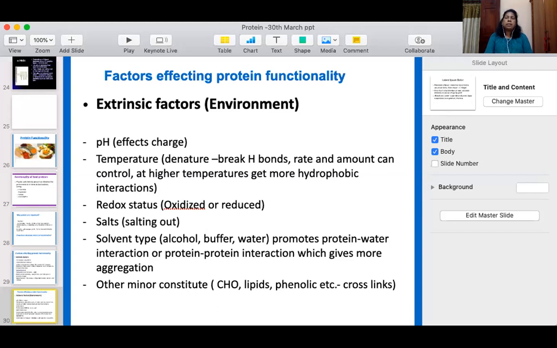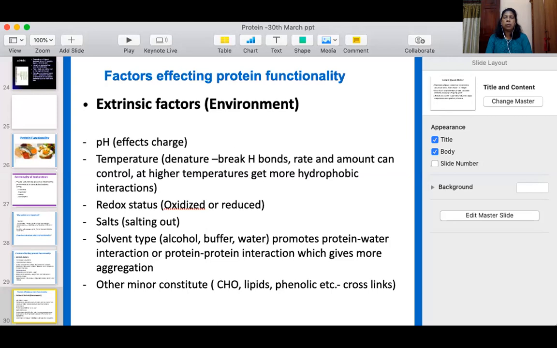Redox status, oxidized or reduced status, will be there, because oxidation can happen in the protein, since the amino acids are the basic molecule of the protein. Therefore, oxidation can happen to the protein, right? They can go to a different oxidation status.